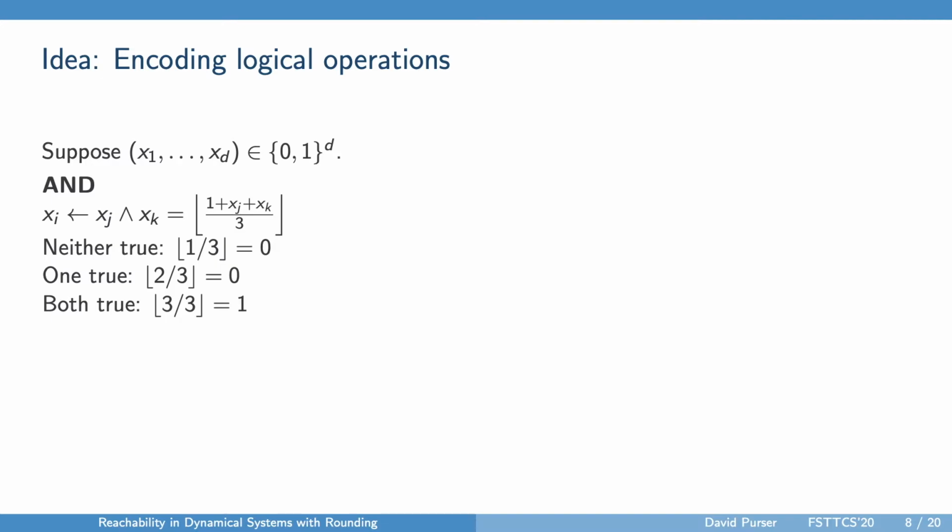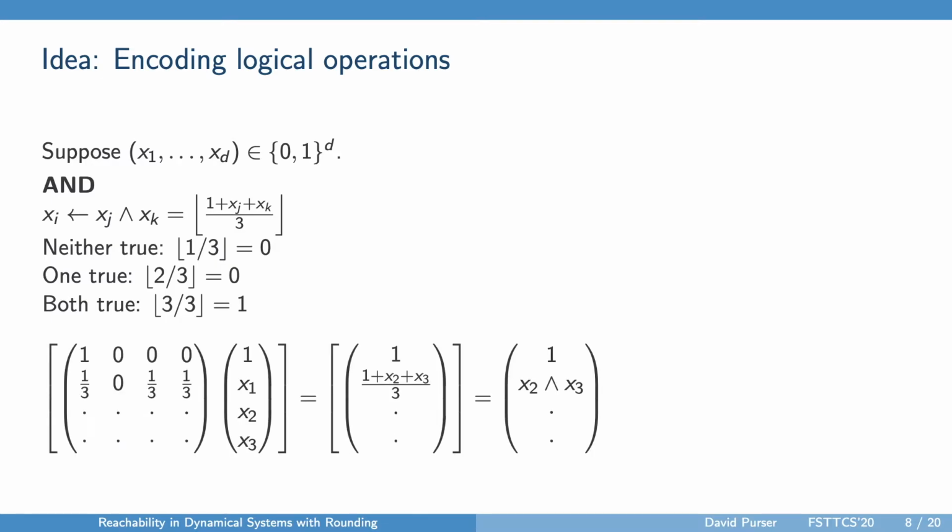However, we need to encode this into a matrix form, and this can be done like this. We have a dimension that is always 1. In each update, it's multiplied by this vector, which ensures that 1 is mapped to 1 in each step. To encode that x1 is x2 and x3, we use this vector, which after rounding implements x2 and x3.